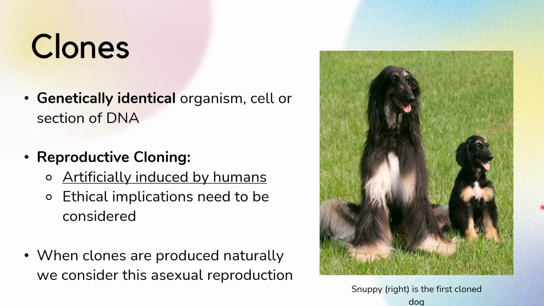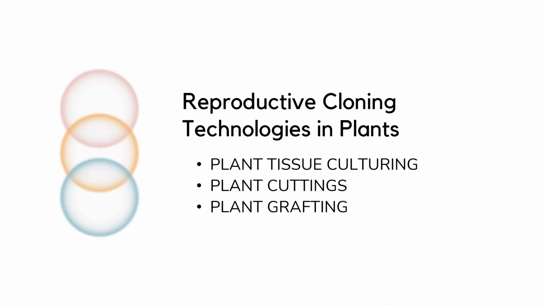Here we have an example of Snuppy. Over here on the right, Snuppy is the first cloned dog. So Snuppy is genetically identical to this parent over here. Let's start with reproductive cloning technologies in plants. There are three that I want you to know. So plant tissue culturing, plant cuttings, and plant grafting.